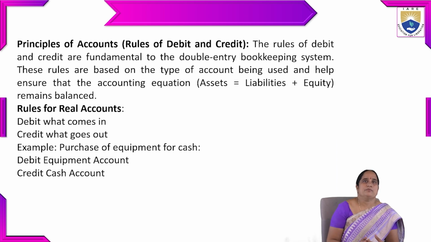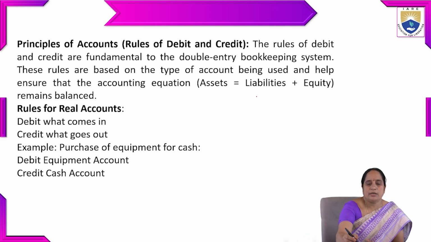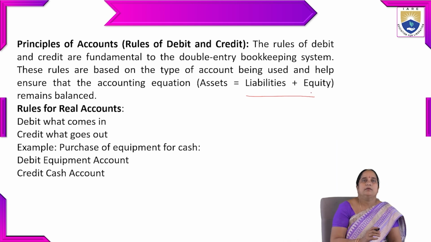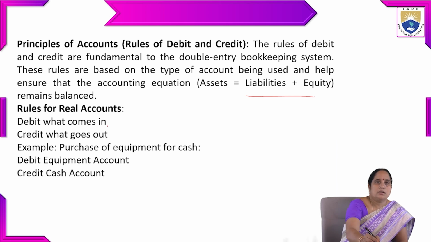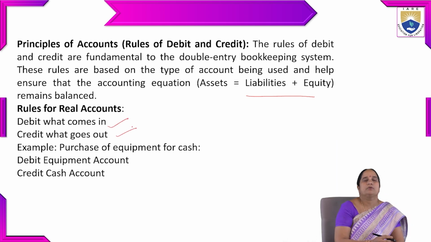Coming to the principles of account, which are also denoted as rules of debit and credit. The rules of debit and credit are fundamental to the double entry bookkeeping system. These rules are based on the type of account being used and help ensure that the accounting equation, assets equal to liabilities plus equity, remains balanced. So coming to the rules for real accounts: debit what comes in, credit what goes out.